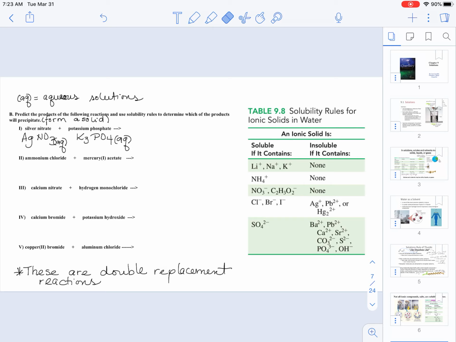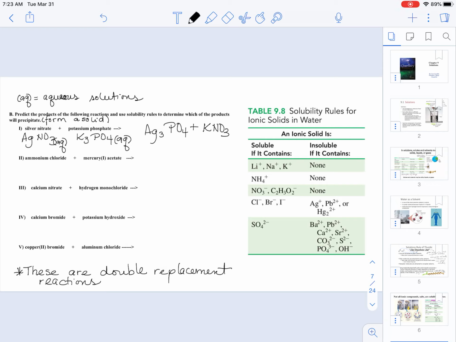And when we have the exchange of ions, remember that now silver is going to be with phosphate. So the product of this reaction is going to be Ag3PO4. And then the other compound is going to be KNO3.